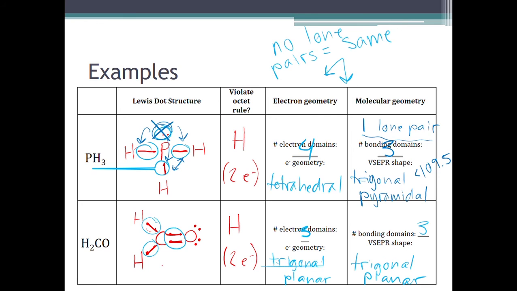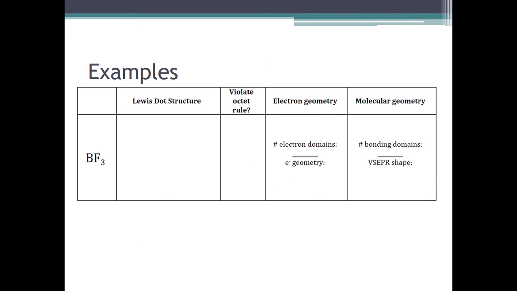All right, one more example together here. We have BF3. So we'll draw our Lewis dot structure. We only have 1 boron and 3 fluorines, so we'll put boron in the center with its 3 valence electrons. We'll surround it with our 3 fluorines, each having 7 valence electrons. And then we'll connect the dots, and we'll get a bond here, and a bond here, and a bond here.